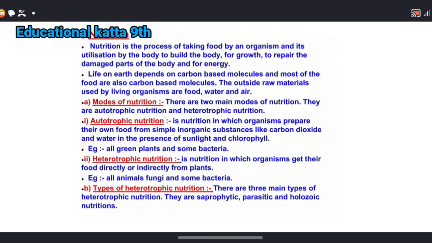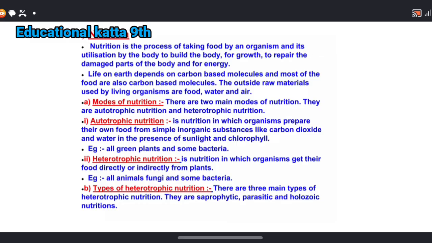Now let's talk about nutrition. ठीक है, न्यूट्रिशन कौन सी प्रोसेस बोली थी? फूड लेना और उसका यूटिलाइजेशन बाय बॉडी। फॉर व्हाट? It's important to build the body, for growth, repair of tissue, repair of damaged parts of body and for energy. Okay, life on earth depends on carbon based molecules and most of the foods are also carbon based molecules. Outside raw materials used by living organisms are food, water and air.